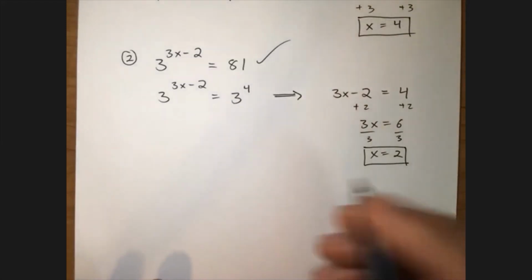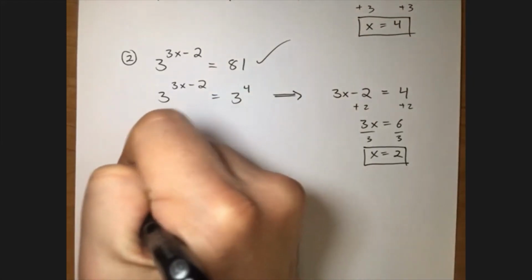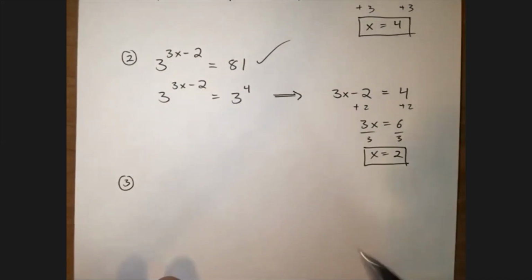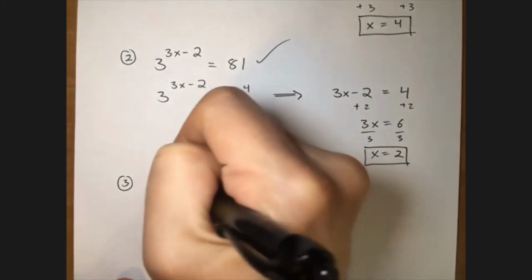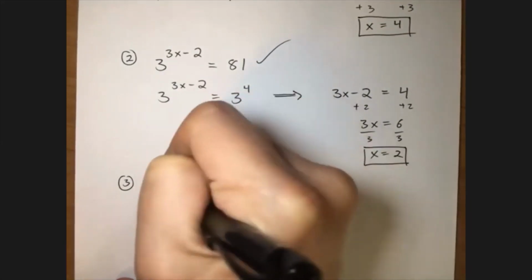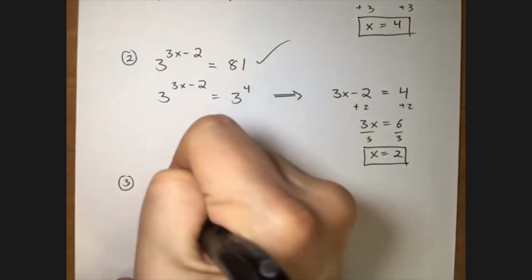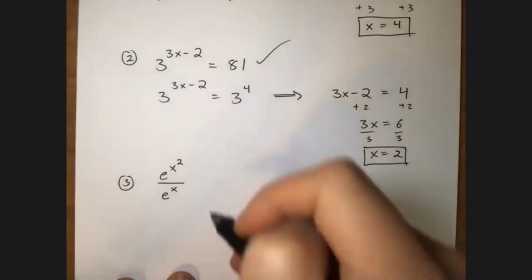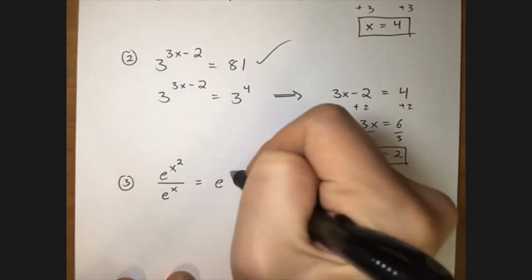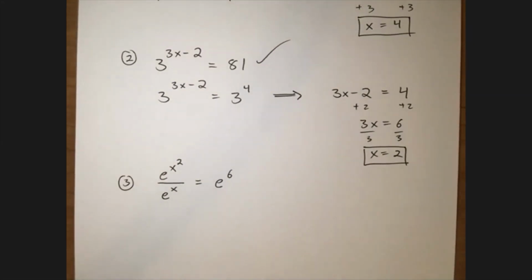Okay, let's look at another one. The last example where we'll be using this one-to-one property. E to the x squared. Remember, e is just a number. E is just some number, 2.7 something. That's what you should remember. Okay, so here we have e to the x squared divided by e to the x equals e to the 6.